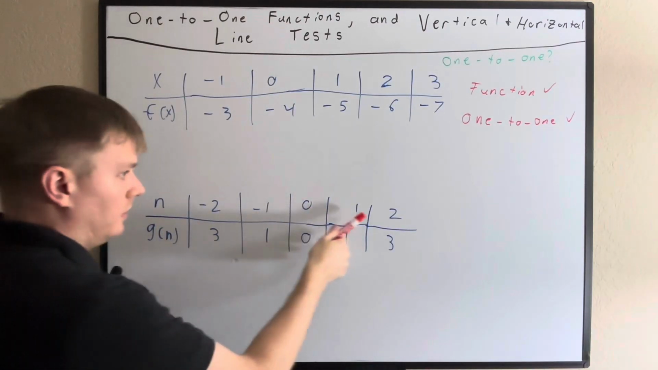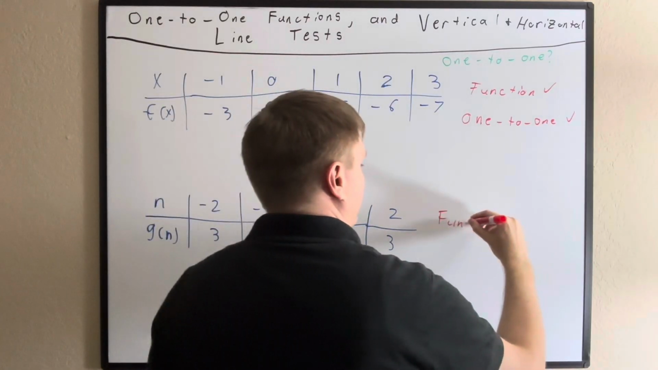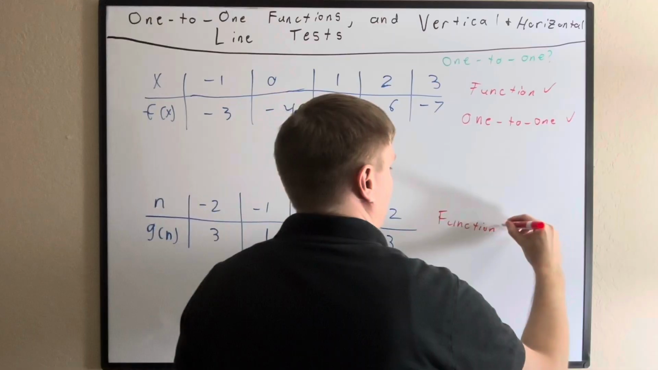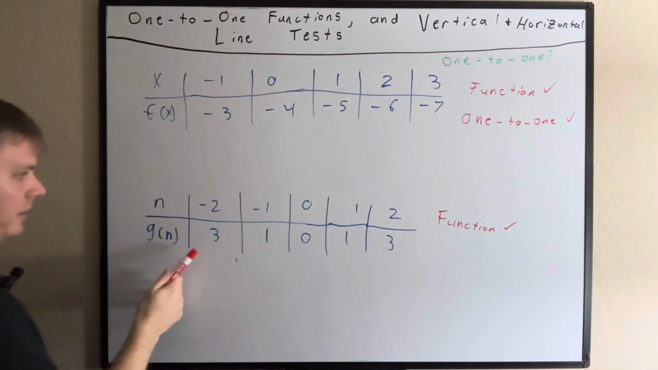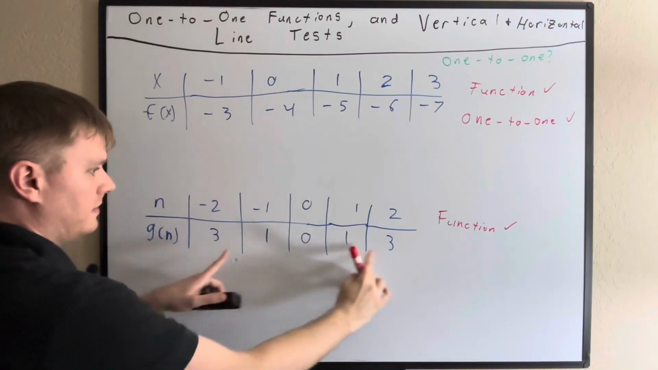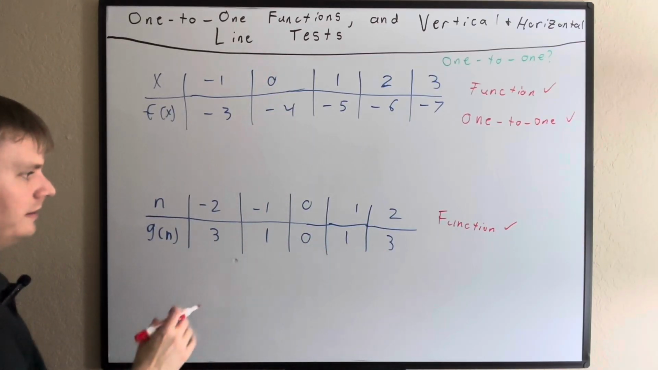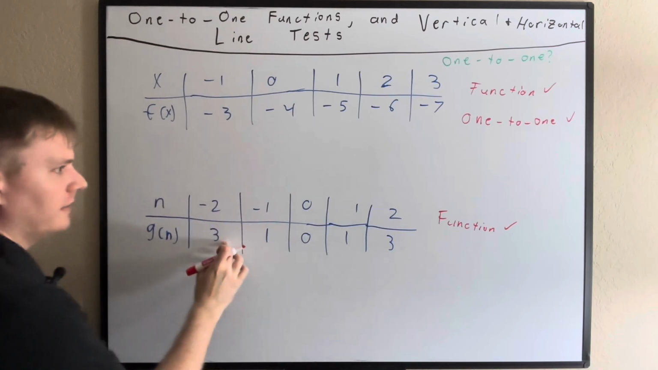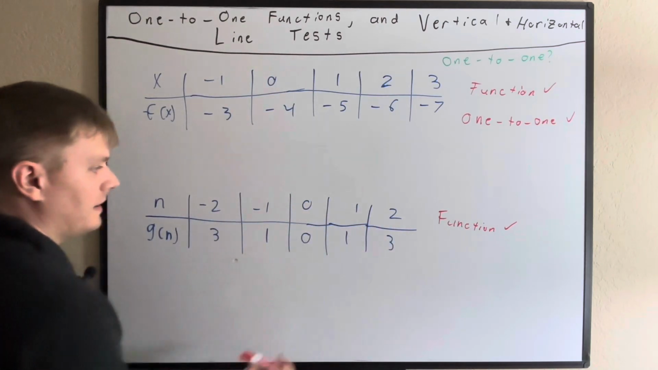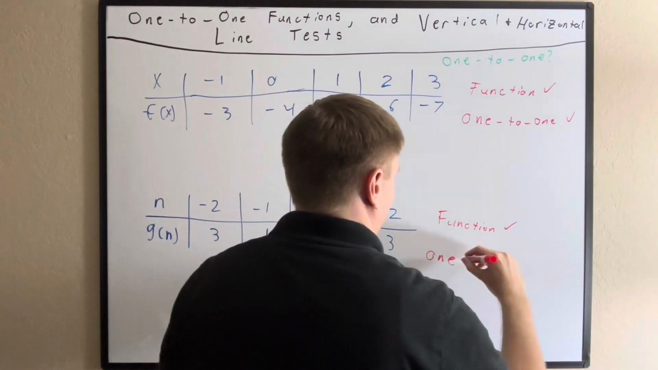What about this one? Function, none of our inputs repeat. So yep, that's a function. What about our outputs? 3, 1, 0, 1, 3. Whoa, okay, we got 3s, 1s. Yeah, our outputs definitely repeat. We put in -2, we get a 3. We put in +2, we get a 3. So is this one-to-one? No.